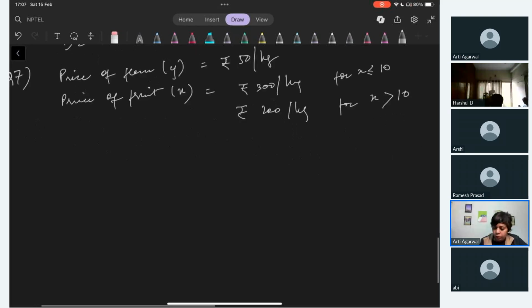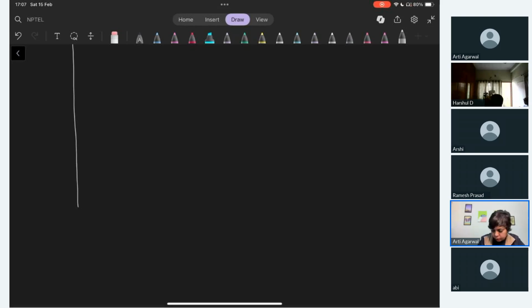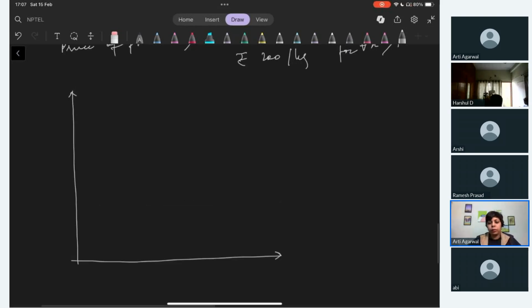So for all X, you can say. I've added that for all X, meaning that if X is 15, then for every value which is less than 10, this is 300 per kg. Okay, now let's first draw the diagram, because from the diagram you can see how different things change in this setup.